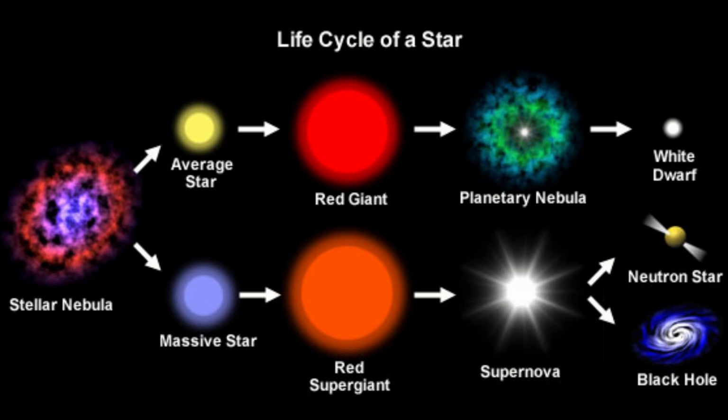All stars form in a nebula or a cloud of dust and gas, and they can either become an average star or a massive star depending on how much mass accumulates. Average stars will inflate to a red giant as their fuel is depleted, eventually getting stripped by stellar winds and shell bursts to a planetary nebula, where it can become a white dwarf and eventually a black dwarf.